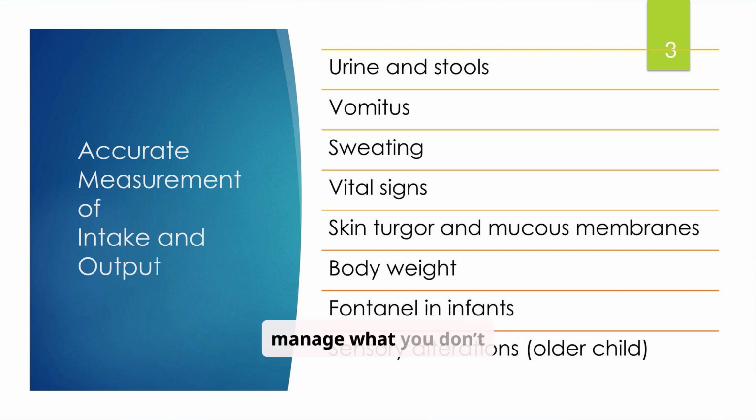You can't manage what you don't measure. Record everything: what goes in, fluids, feeds, and what comes out, urine, stool, vomit. For babies, weigh diapers. For older kids, track output. Don't forget other clues: sunken fontanelles, dry mouth, irritability, and weight loss.